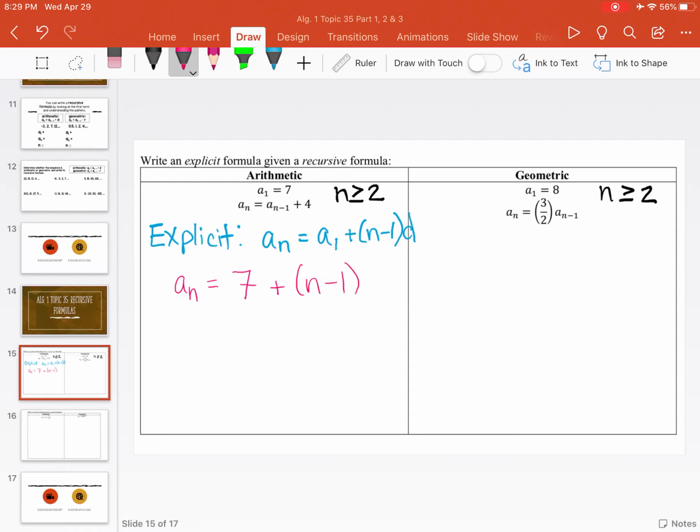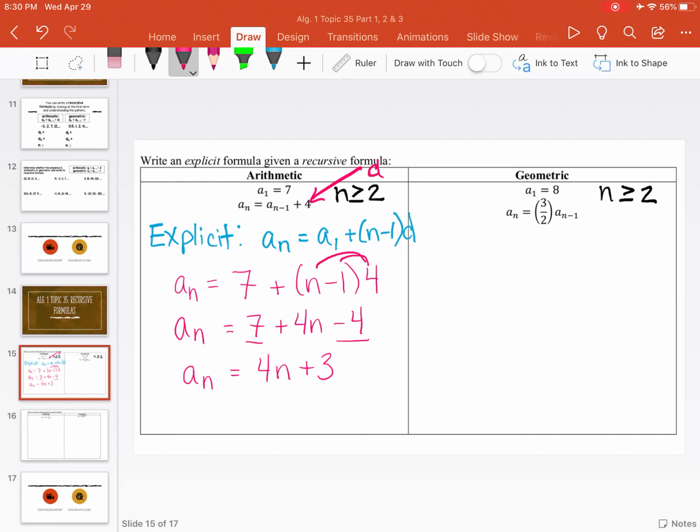Now, what is the common difference? The common difference is this value right here, this 4. So I'm going to multiply this n minus 1 times 4. Now, all I need to do is simplify. So I can distribute this 4 into the quantity n minus 1, and I'm left with a sub n equals 7 plus 4n minus 4. Now I can combine like terms. I have my 7 and my negative 4, which gives me a sub n equals 4n plus 3. And that's it for an arithmetic sequence.